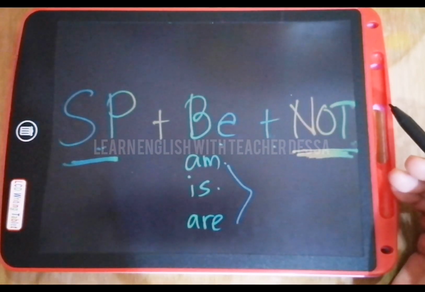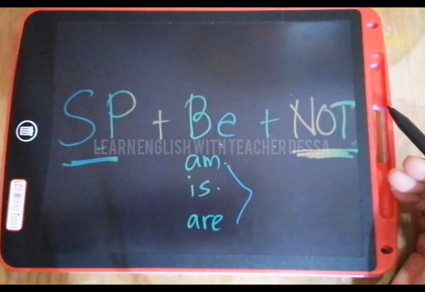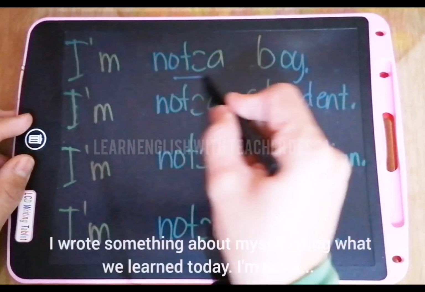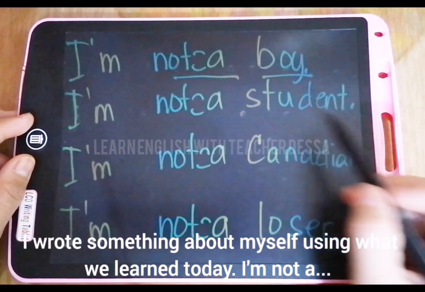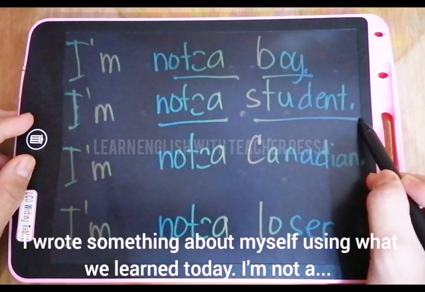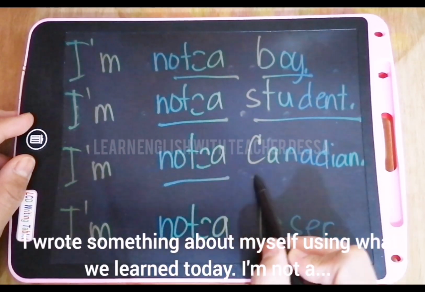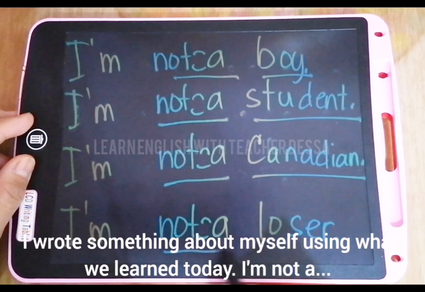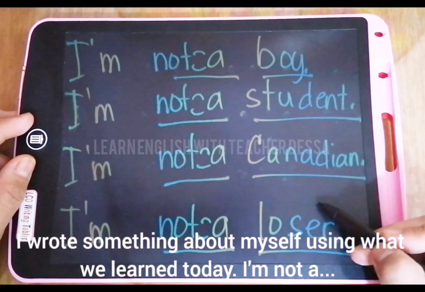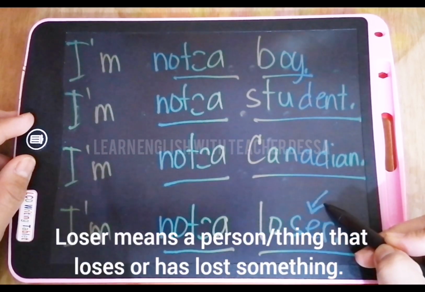Now, I wrote some sentences about myself using what we learned today. Let's have a look with these sentences. I'm not a boy. I'm not a student. I'm not a Canadian. I'm not a loser.